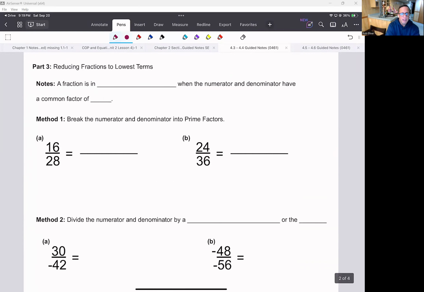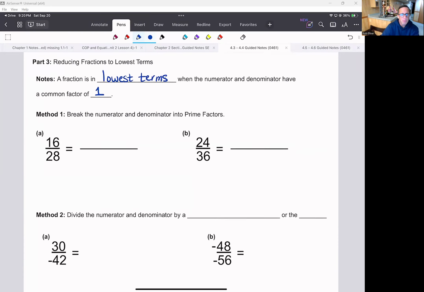All right, moving on to the next page here. We got part 3, reducing fractions to lowest terms. A fraction is considered in lowest terms or simplest form. It's in lowest terms when the numerator and denominator have a common factor of 1.